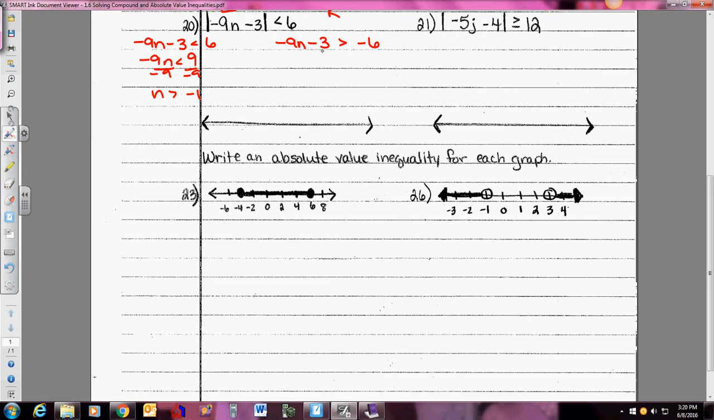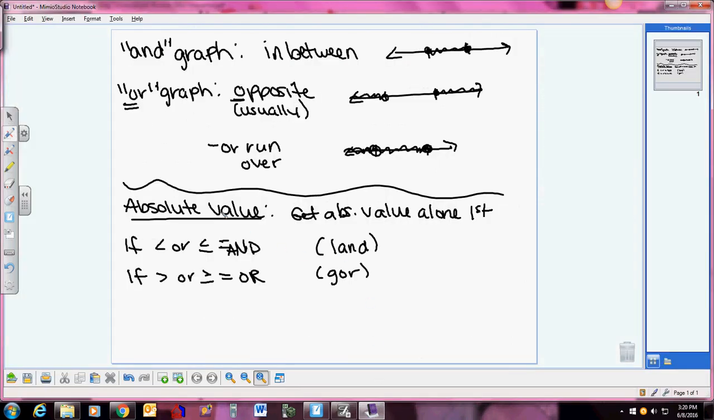Same idea. Add 3. So -9n is greater than what? -3. Divide by -9, divide by -9, which flips your sign. -3 over -9, two negatives make a positive, and reduce it, 1/3. So those are our two answers. However, we have to decide if it's "and" or "or." If you go back to the notes that we put on the back with absolute values, after you get the absolute value alone, if it's one of these two symbols, it's "and." If it's one of these two symbols, it's "or."